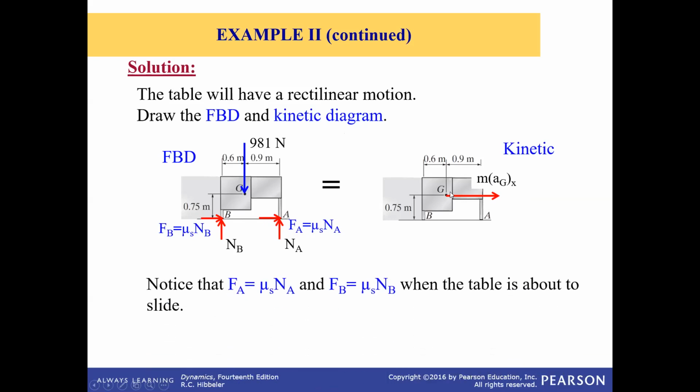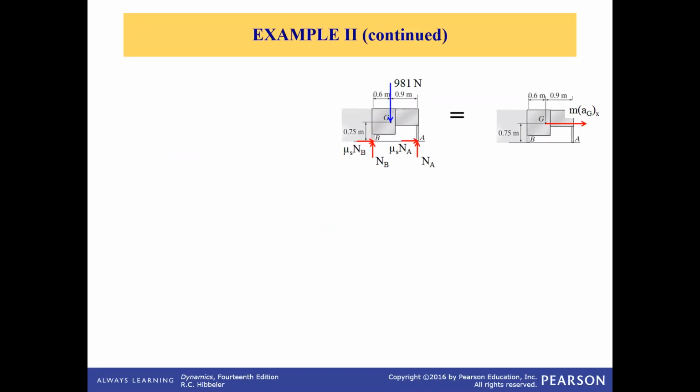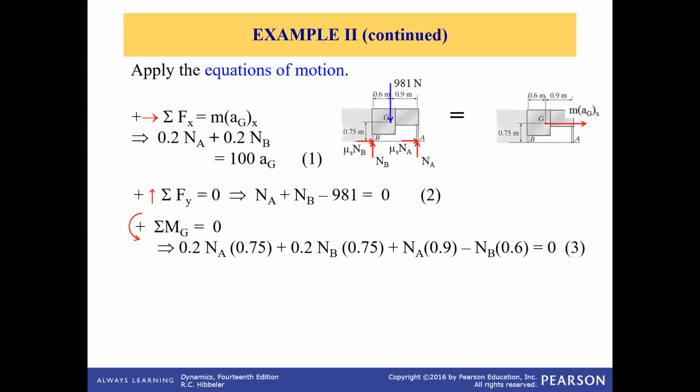So you really have just three unknowns: NA, NB, and AG. Because FA and FB, although they are two unknowns, are in terms of NA and NB. So then you only have three unknowns. We'll apply the equation of motion in the x direction and in the y direction, and then we should have a third equation on the net moment, or net torque, of each of the forces being 0.